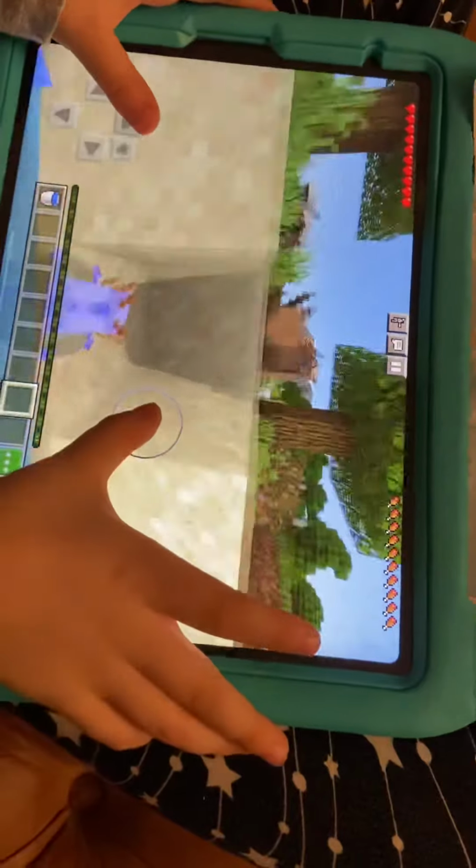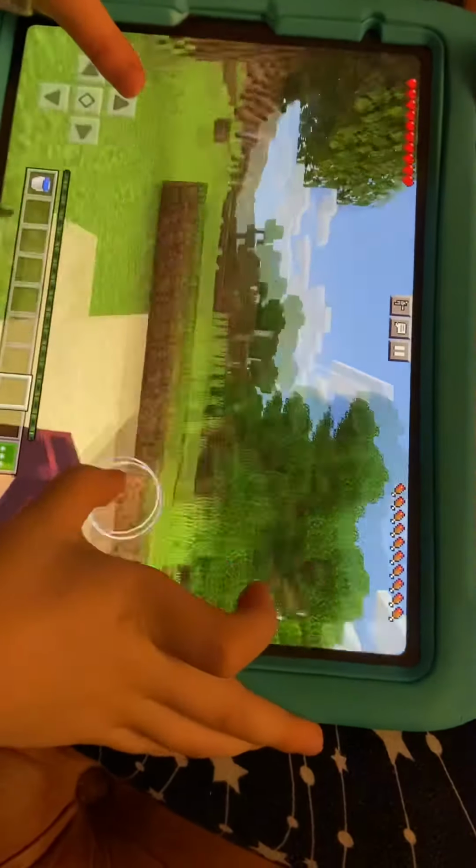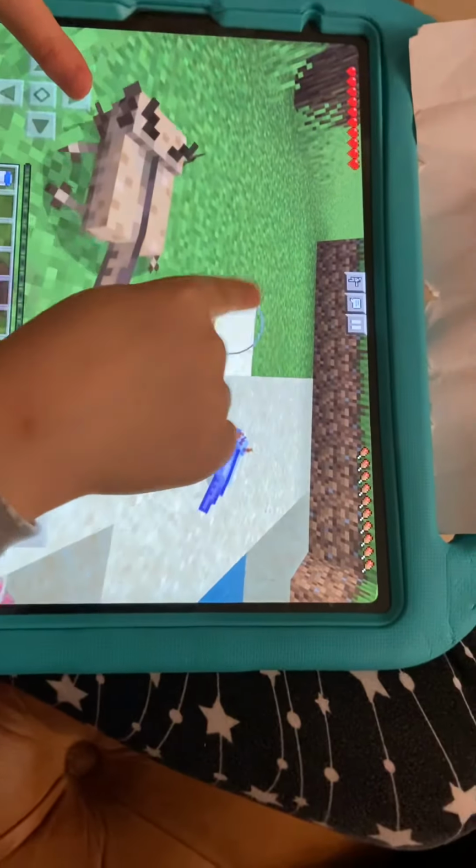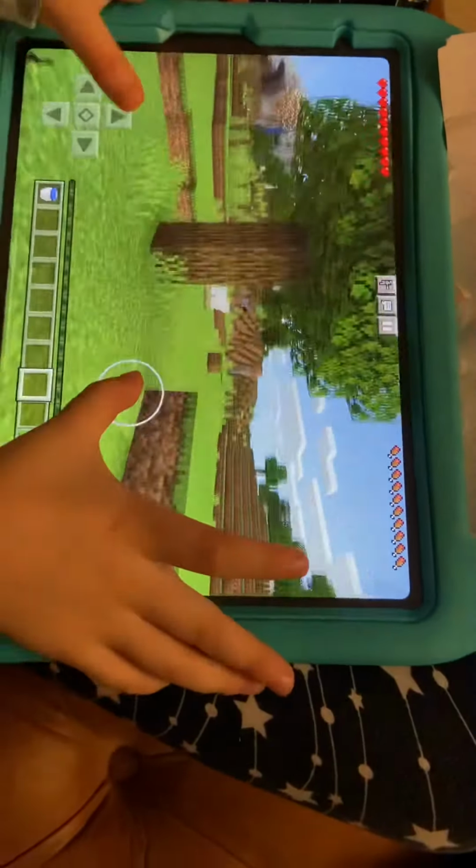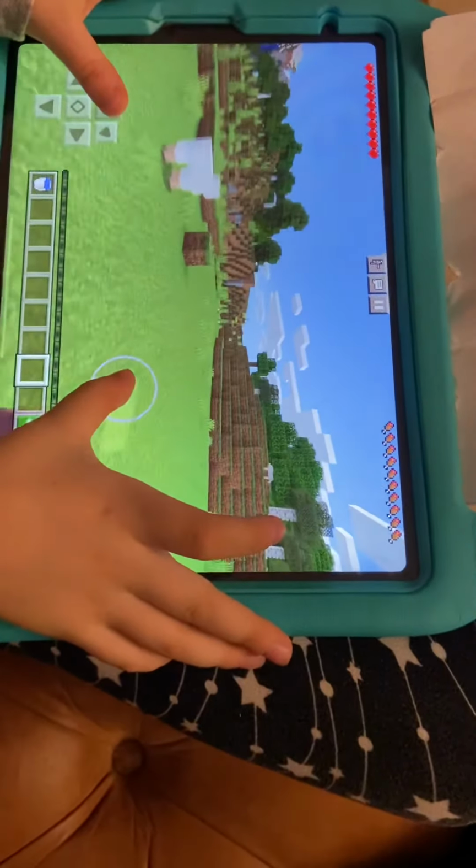And the next one is how to summon a wolf. But first I need to get some of this and get a crafting table.